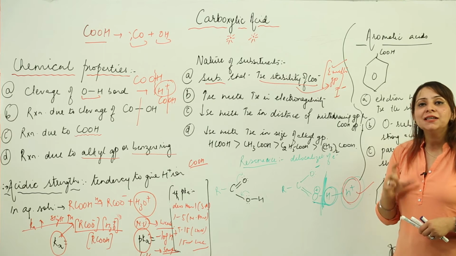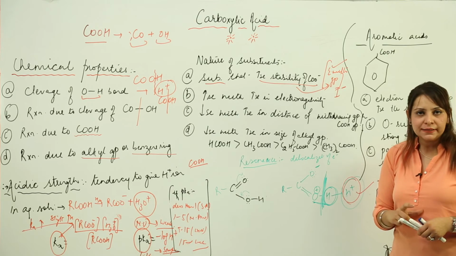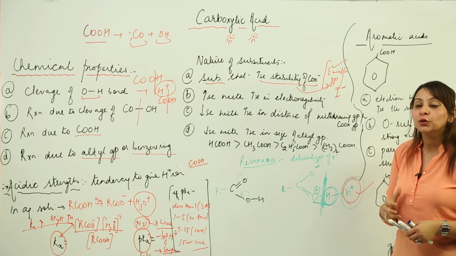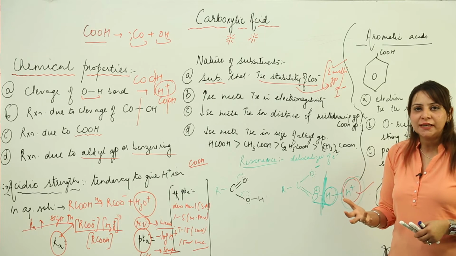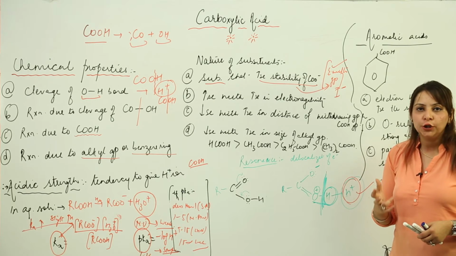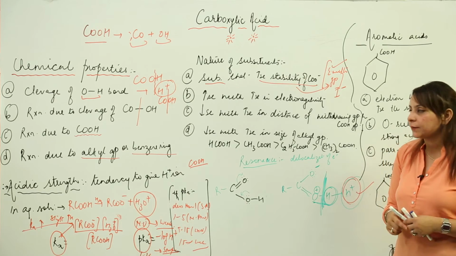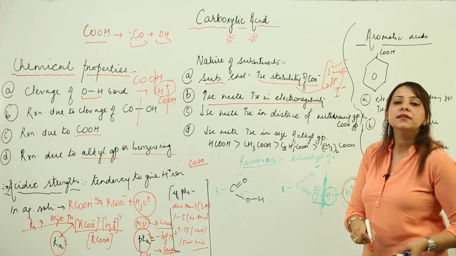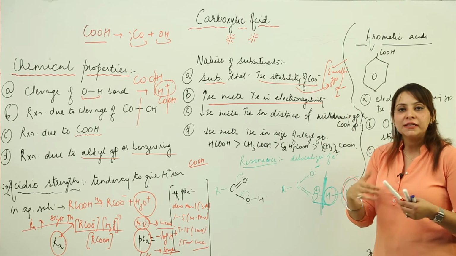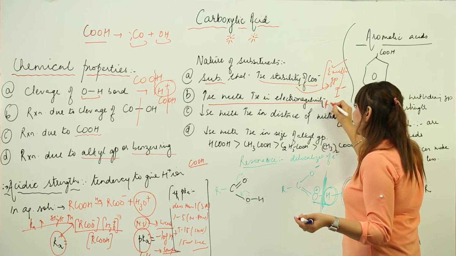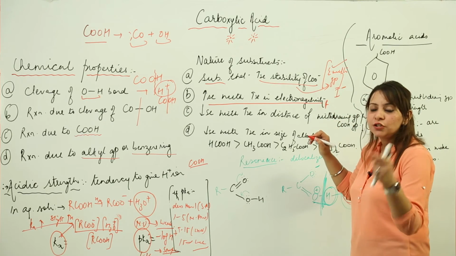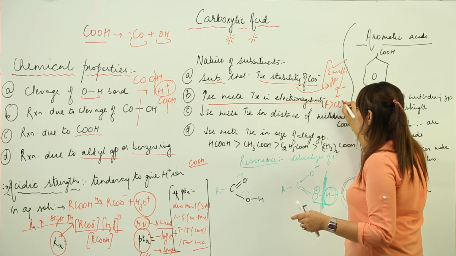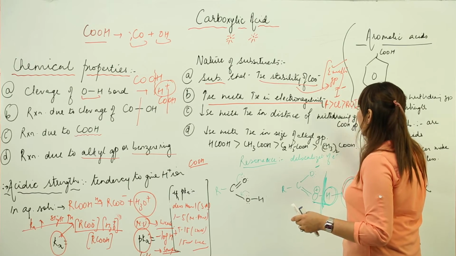So any substituent which increases the stability of the carboxylate ion increases the acidic strength. What are those substituents? They are the electron withdrawing groups, or the groups which show minus I effect. Second, the more the electronegativity, the more the stabilization of the carboxylate ion, and the more the acidic strength. If we talk about halogens, which are highly electronegative, we know that fluorine is more electronegative than chlorine, followed by bromine, then iodine.